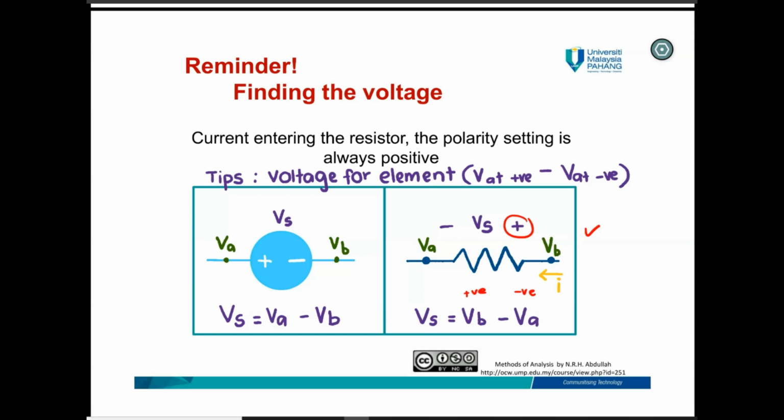Same as the figure at the left side, which is a voltage supply. In order to determine the Vs, you can see the polarity at the left side and the polarity at the right side. The left side is positive, which is Va, and the negative side is Vb. So Vs is positive minus negative, then you get Va at the positive side minus Vb at the negative side.